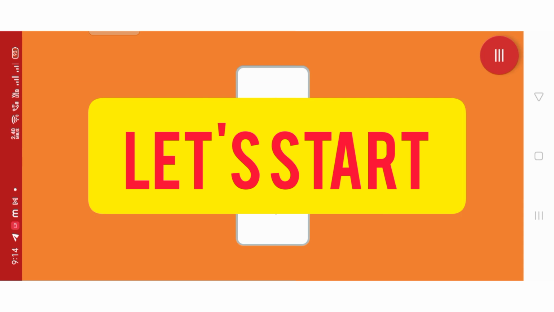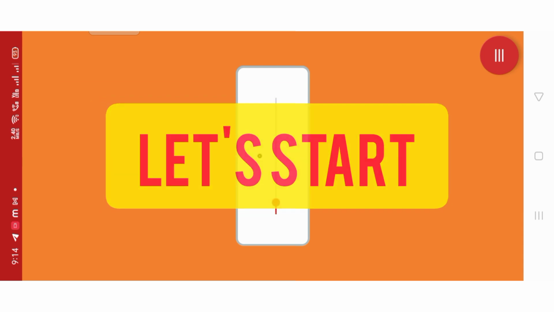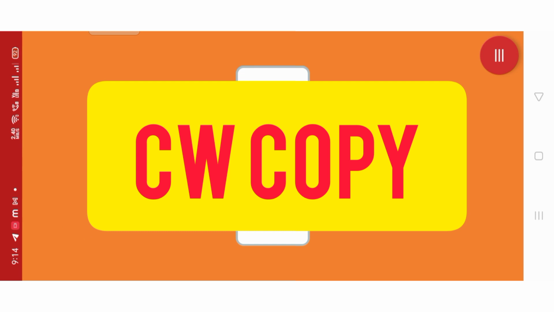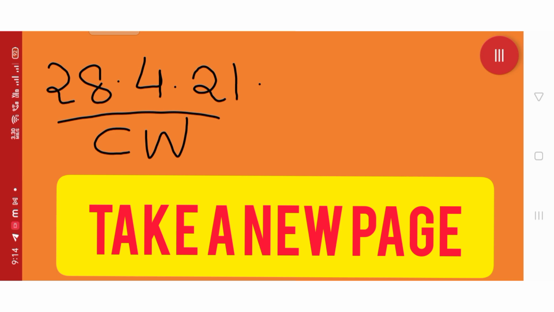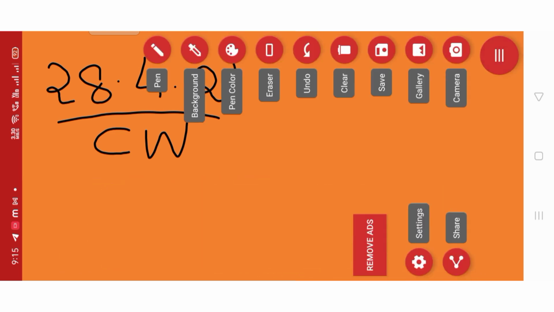So class UKG students are ready. Take out your CW copy. Write today's date. What is the date? 28. Then you will write 4. Then you will write 21. Clear? Then below that you will write CW. Now I hope you all know that you are doing it in a fresh page, right, UKG students? Okay. Now let's start the words.